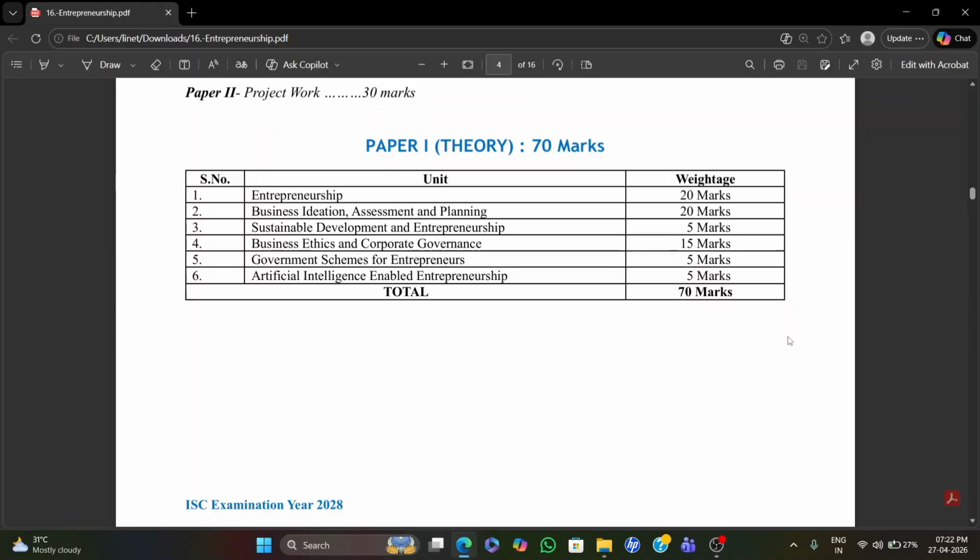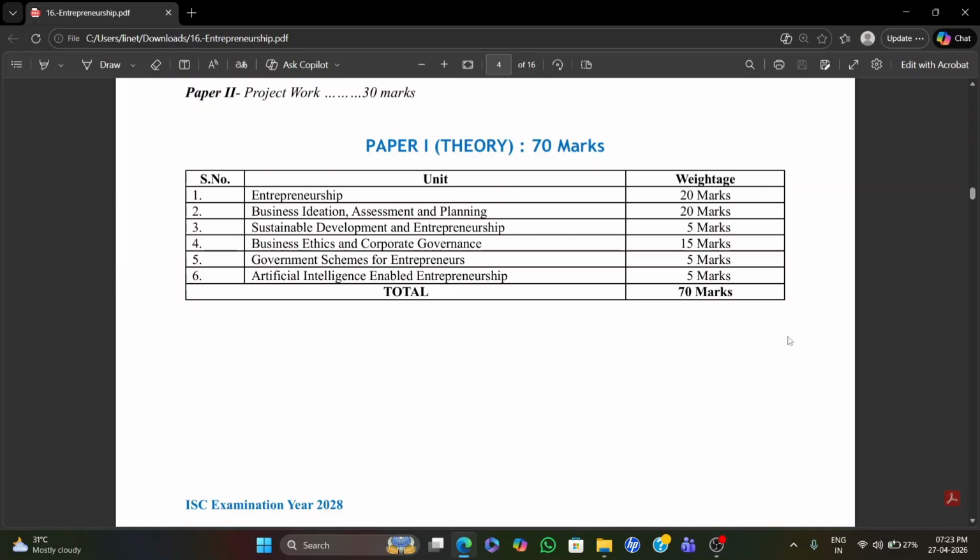Here you can see the chapter names. There are 6 chapters in the plus one. The first chapter is entrepreneurship. The mark for the annual examination is out of 20. Business ideation, assessment and planning, 20 marks weightage is given. The third chapter is sustainable development and entrepreneurship, only 5 marks is given for that.